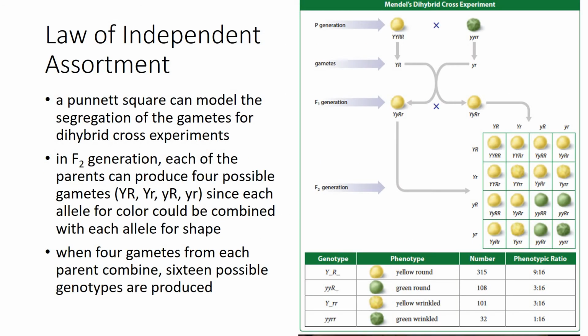So a Punnett square can actually model the segregation of the gametes for dihybrid cross experiments. In the F2 generation, each of the parents can produce 4 possible gametes, since each allele for color could be combined with each allele for shape. So with 4 gametes from each parent combined, 16 possible genotypes are produced. So if we take a look here, they will produce the same genotype for the F1 generation. And if we take out the gametes for the F1 generation, since they're the same, they have 4 different variations of their gametes, and all of them have equal chances.